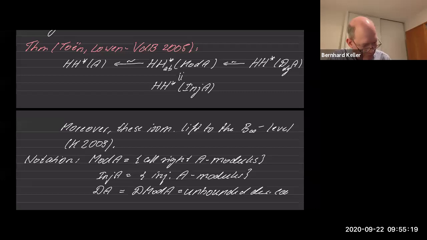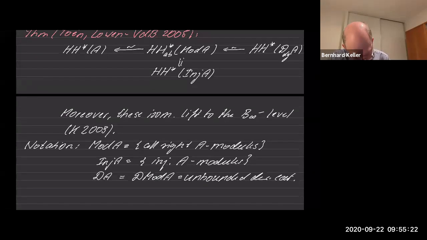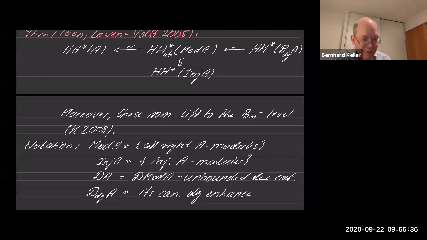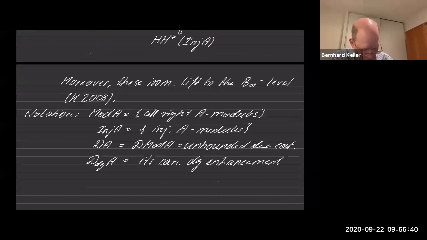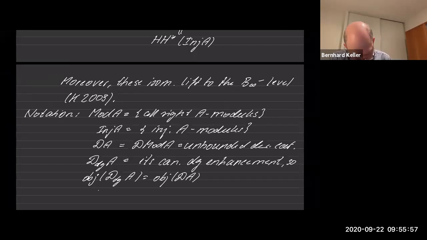And then, well, we don't really look at this category, we look at its canonical DG enhancement, which you can construct, for example, as a Drinfeld quotient. And that's the most intrinsic way of constructing it. So what does this mean? It means that it's a category whose objects are exactly the same as the objects of the derived category, so just complexes of right A-modules, and morphisms in this category are complexes, and these complexes compute morphisms in the derived category.